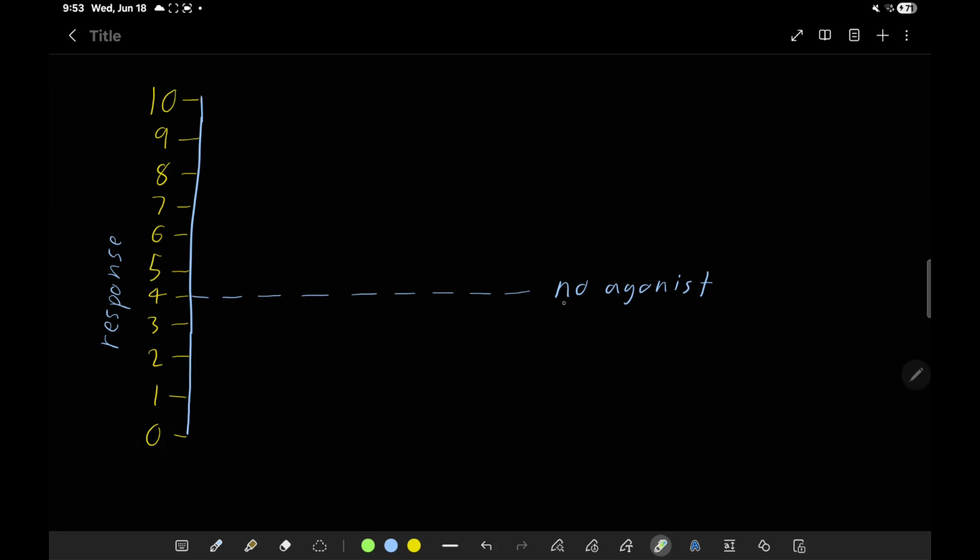So when the cell is at rest, when there's no agonist added, the cell is just by itself, then the response level is not at 0. It's up here. In this case, it's at 4. And this represents the constitutive activity of the cell. So when nothing's acting on the cell, it's just chilling, it is at this response level.